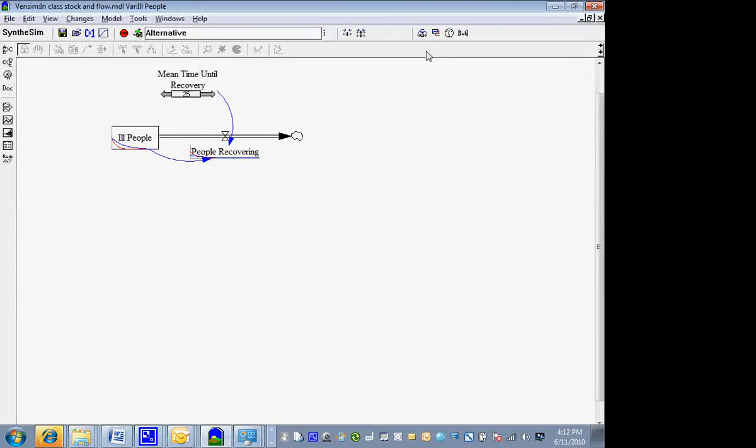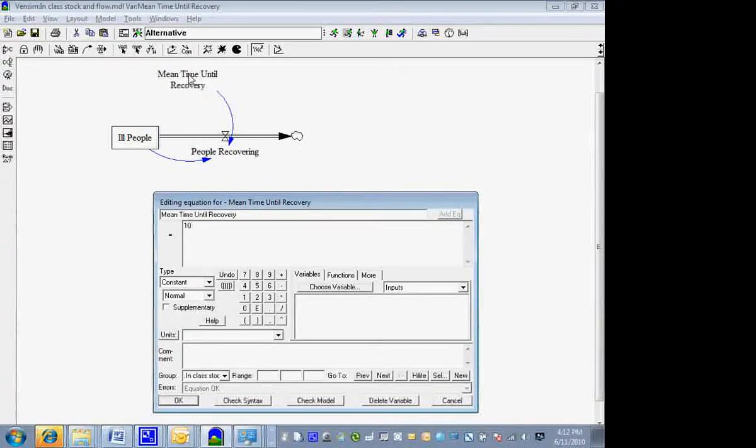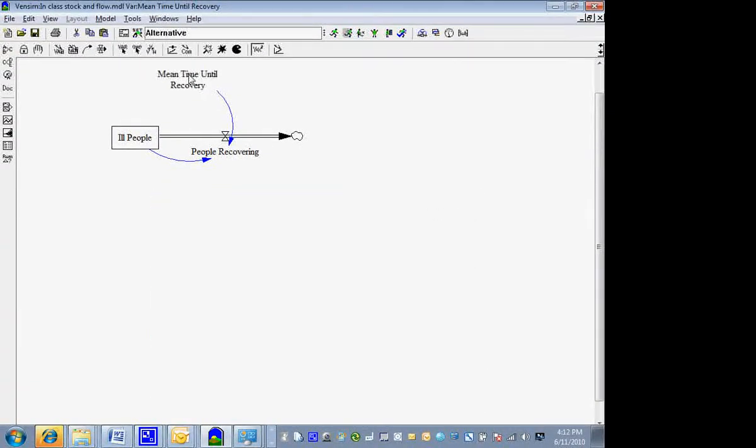Okay. So the alternative lets us change assumptions. Another way we could have changed the assumption is we could have gone in manually, equations, mean time to recovery. We could have changed this to 20, right? And we could say alternative with recovery time equals 20. That's just the name of it. Press enter, and now it runs it.